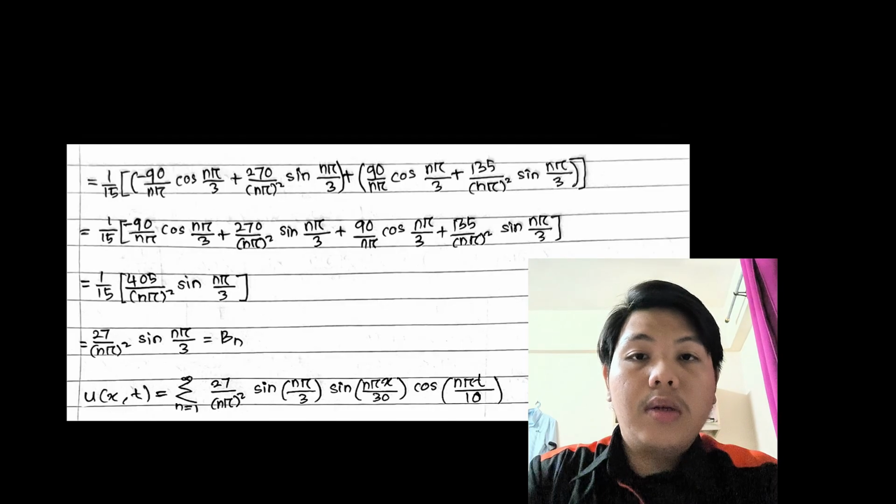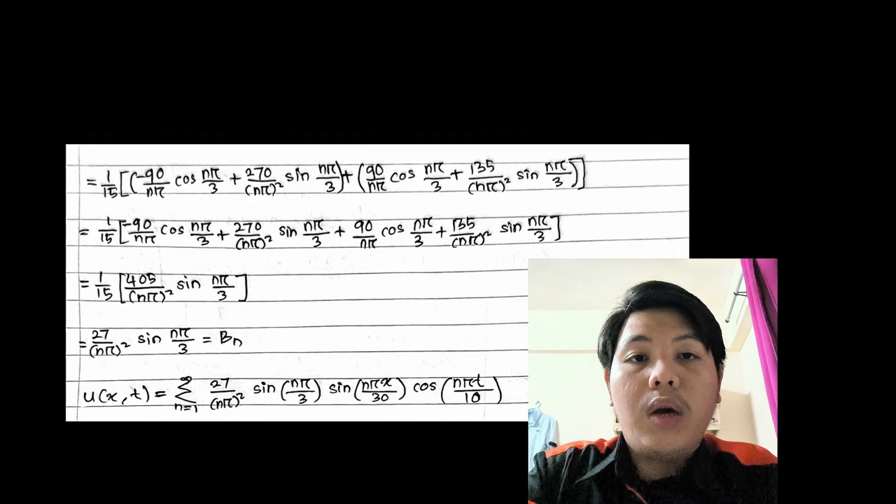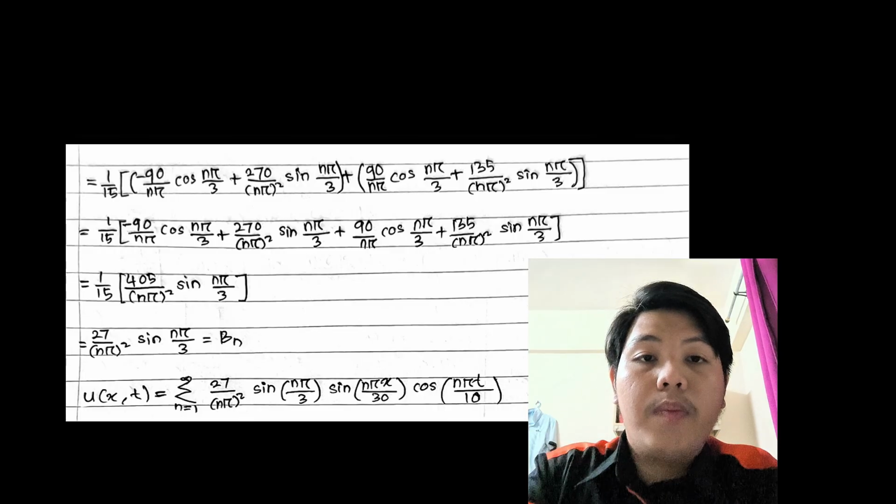Therefore, the general solution is u(x,t) = sum from n = 1 to infinity of 27/(n²π²) times sin(nπ/3) times sin(nπx/30) times cos(nπt/10).